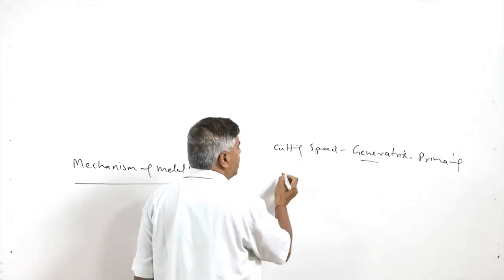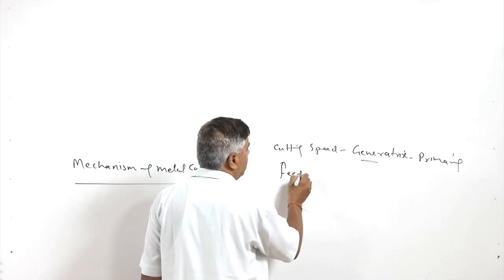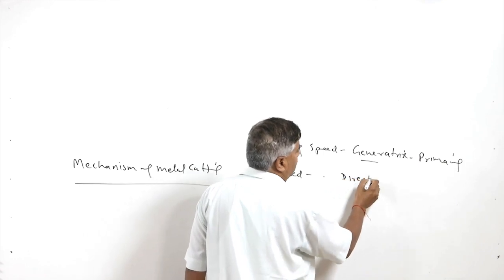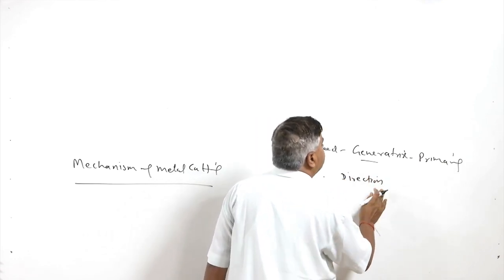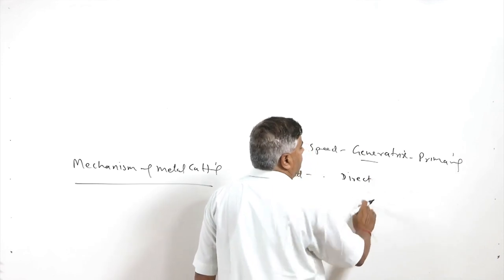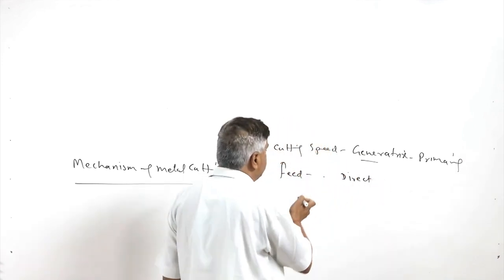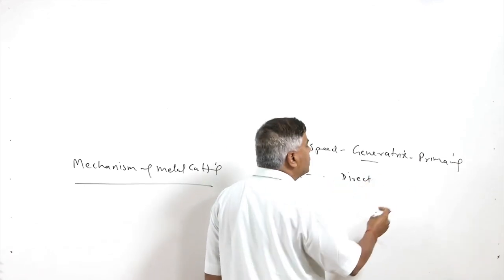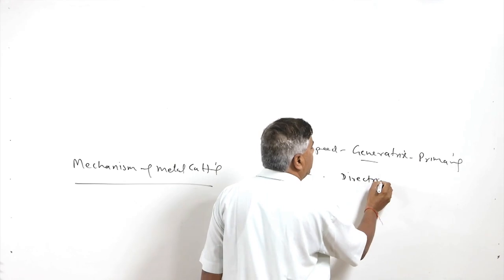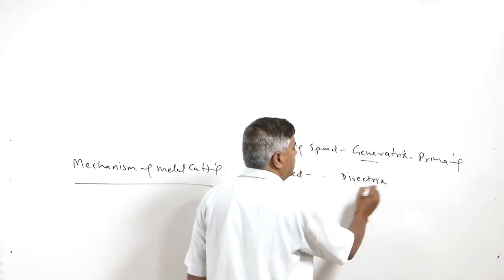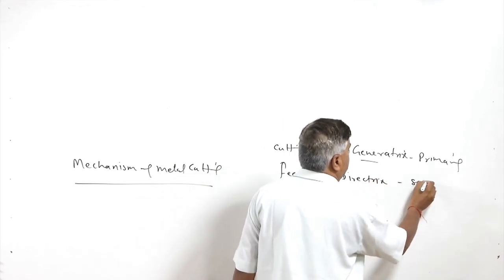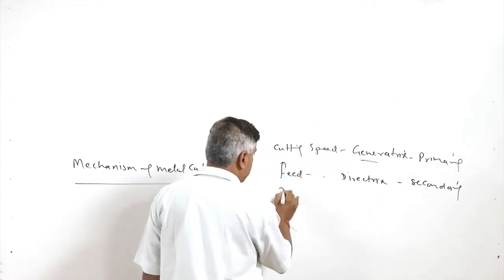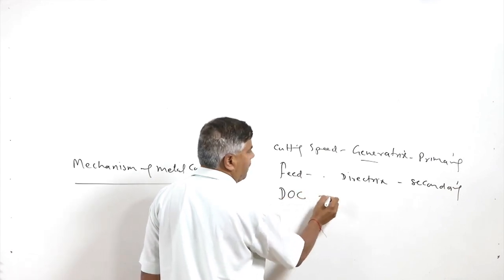In addition to the cutting speed, the feed is another movement. This is a lateral movement. The feed basically leads to the coverage of the entire range of the material which is to be machined, and it causes the directrix. This is called the secondary motion. And then there is the depth of cut.